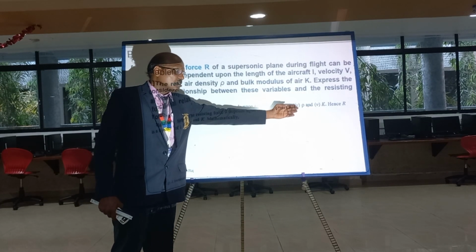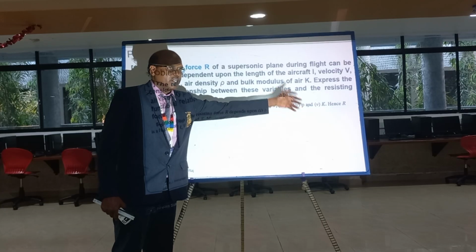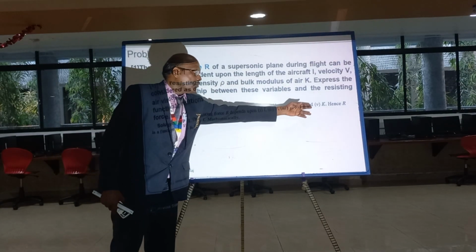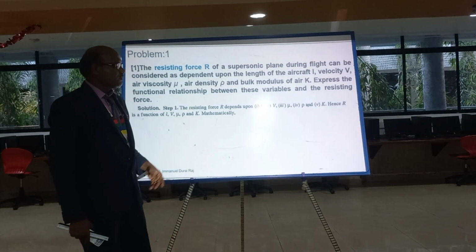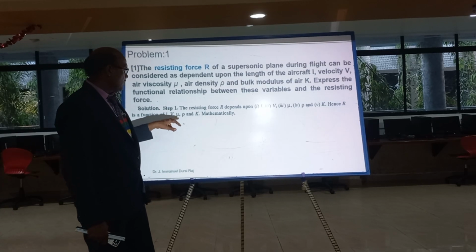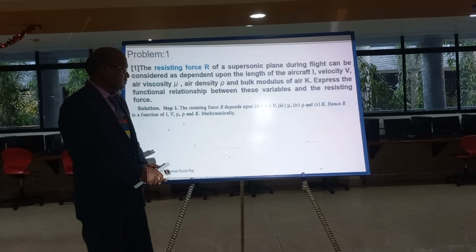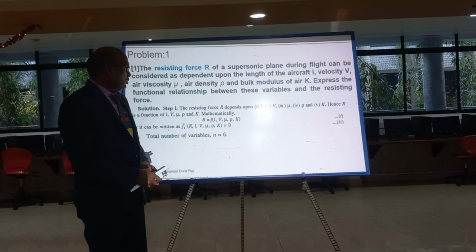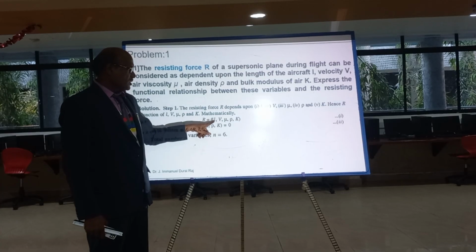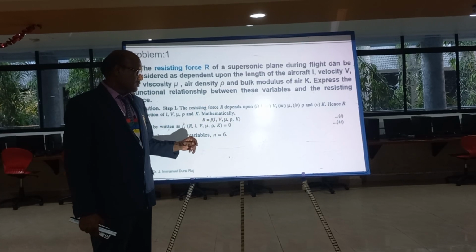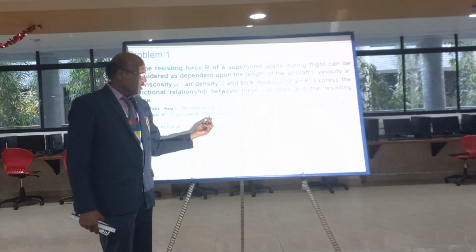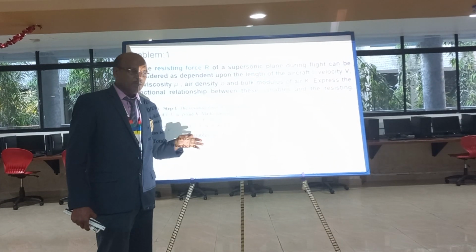In one place, the density of the air will be lesser; another place, 100 kilometers beyond, will be different. The change in volume, the bulk modulus, also differs as a parameter. So R is a function of length, velocity, viscosity, density, and bulk modulus. I can write R, resisting force, equal to F of L, V, mu, density, and K. In total you have 6 parameters. R is dependent and the remaining 5 are independent parameters.